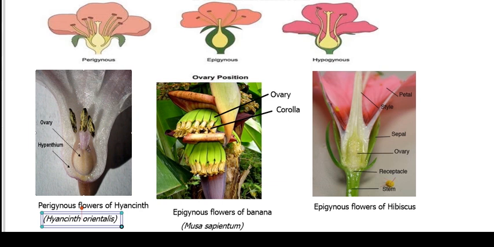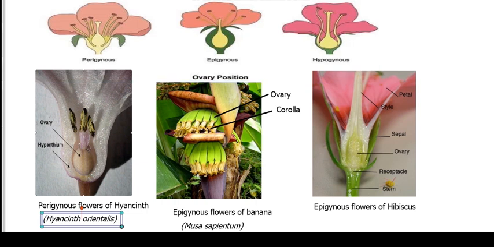Now, if the receptacle is below the ovary, meaning the ovary, which is the gynoecium, is completely above the structures and is therefore free, we would say that the flower is hypogynous, as the corolla and the calyx and other whorls originate from below the ovary.